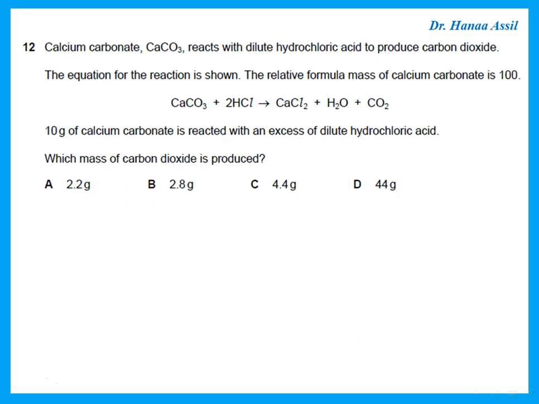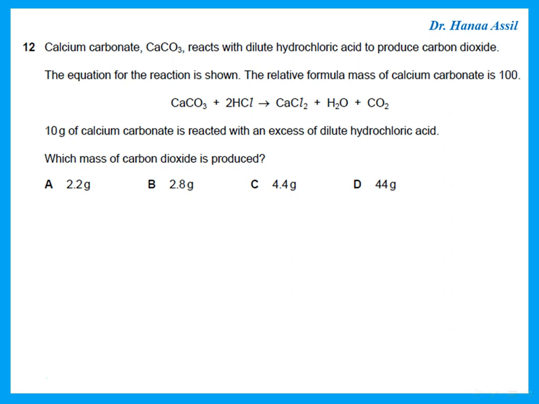Calcium carbonate reacts with dilute hydrochloric acid to produce carbon dioxide gas. The equation for the reaction is shown. The relative formula mass of calcium carbonate is 100. Remember, you're supposed to know how to calculate relative formula mass. Relative formula mass is what we call Mr, or molecular mass. So if you count the masses in calcium carbonate, they come up to 100.